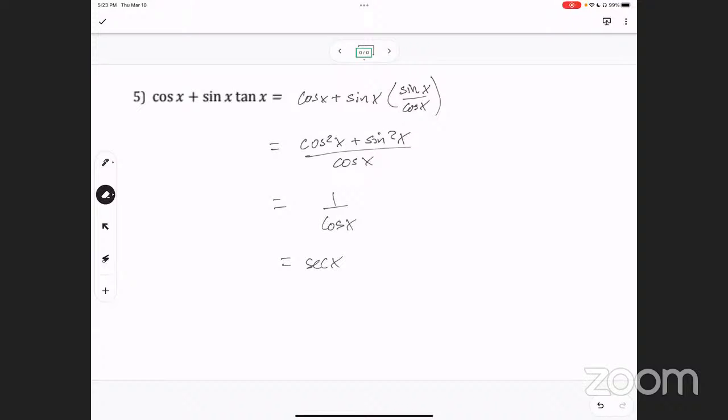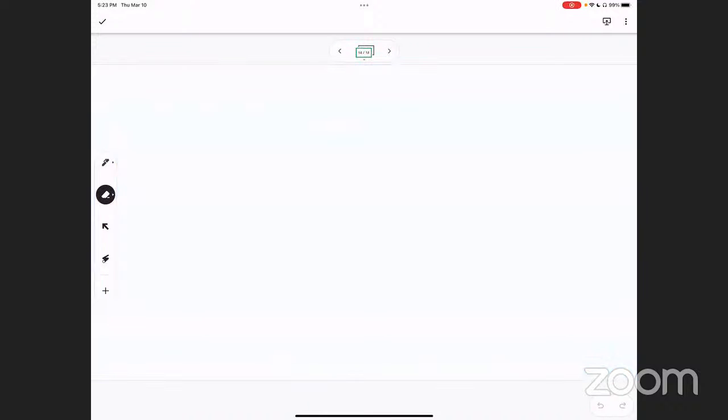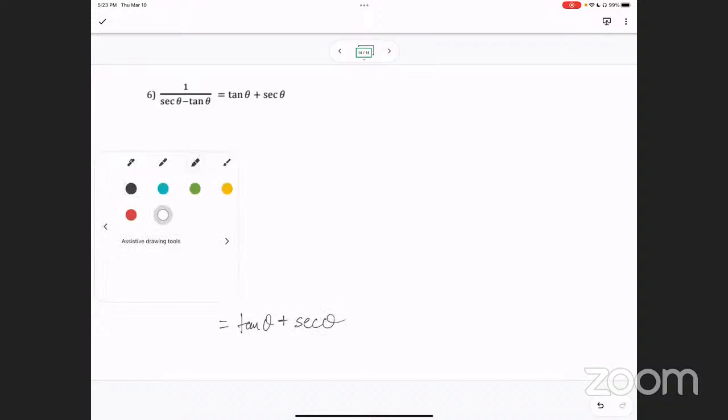And for numeral 6. All right, so it's going to be 1 over secant of theta minus tangent of theta equals tangent of theta over secant of theta. Remember, that's theta, not 0. I mean theta, yeah. I don't know why, but I always say 0 when I'm speaking of this.